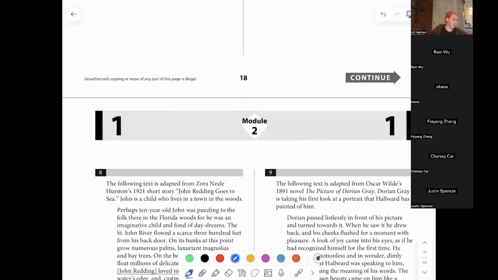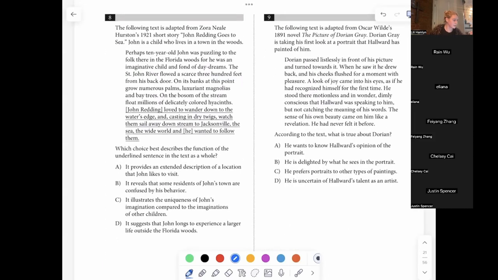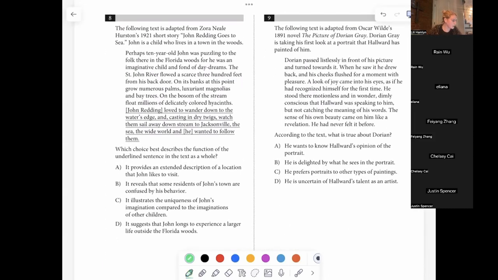Great. Okay, number eight. Again, another one of these function ones, the function of the underlying sentence in the text as a whole. Here we've got the underlying sentence. What did everyone get?